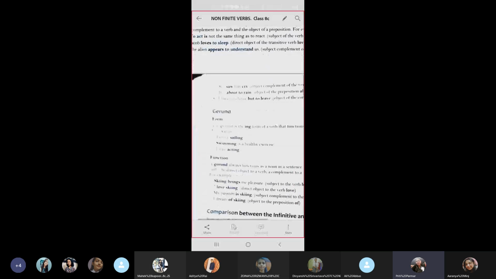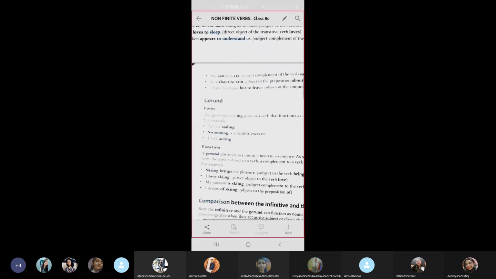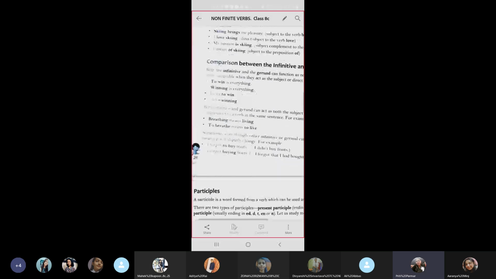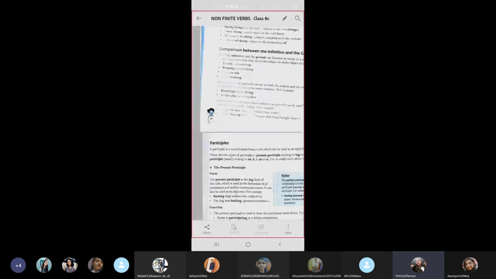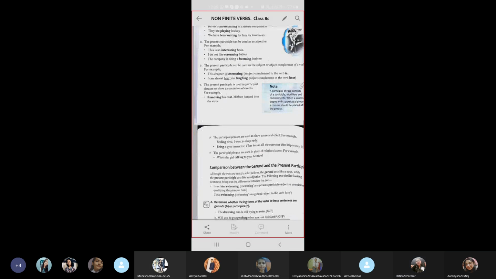No functions, etc. Then you will come on to gerund. Okay. In gerund, you will just write: the gerund is the ing form of a verb that functions as a noun. That's it. Then you come on to participles. Leave all this. For participles, you write: a participle is a word formed from a verb which can be used as an adjective. Only this much.